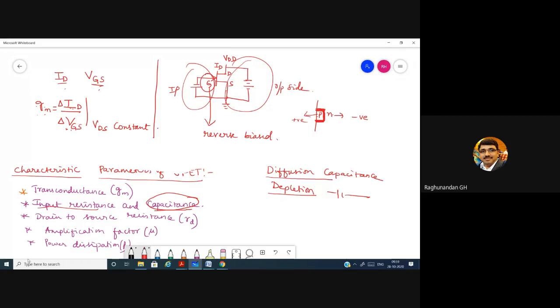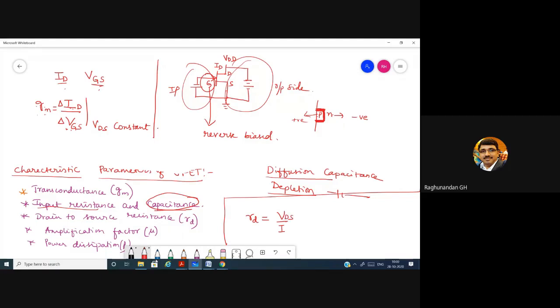Next, drain to source resistance, RD. So how to write the formula or definition for this RD? Whenever they ask for resistance, the first thing that should come to your mind is the formula V by I. Now the question is which V? Is it gate voltage or drain voltage? Drain voltage, because we are talking about drain to source resistance. Obviously, this is drain voltage.